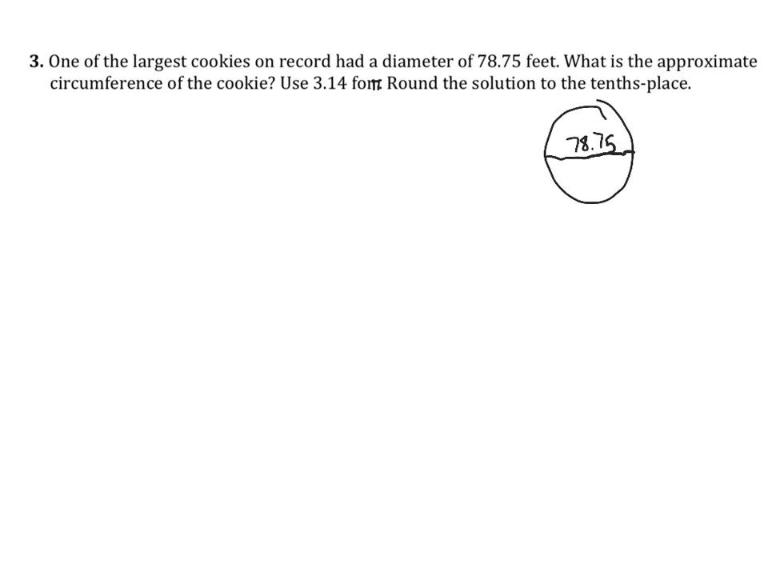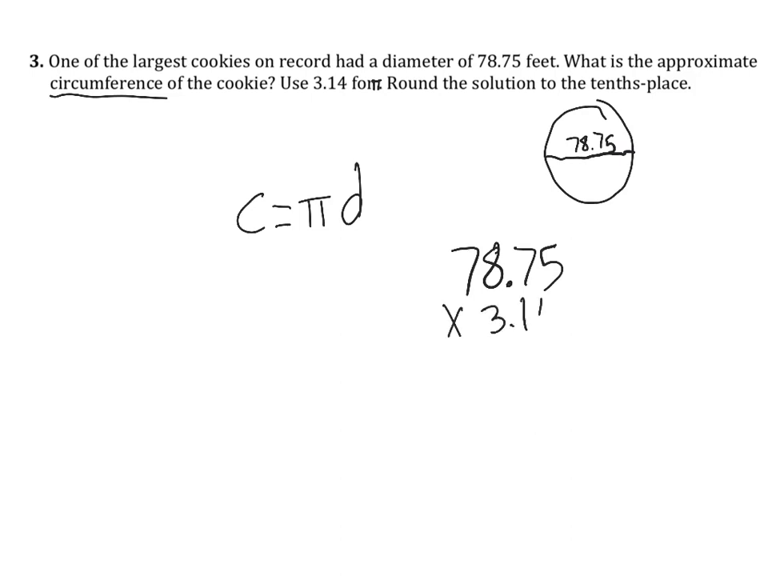Now I'm looking for, it says the circumference. So circumference formula given diameter is just pi times d. So we know 3.14 is pi, and our diameter is 78.75. So we just need to multiply. 78.75 times 3.14. So we're going to pretend the decimals aren't even there right now.